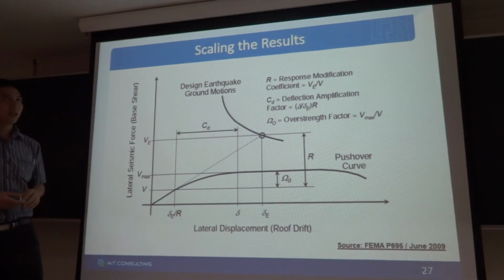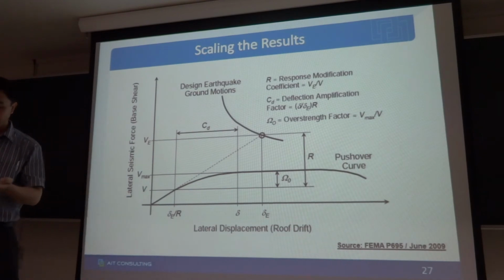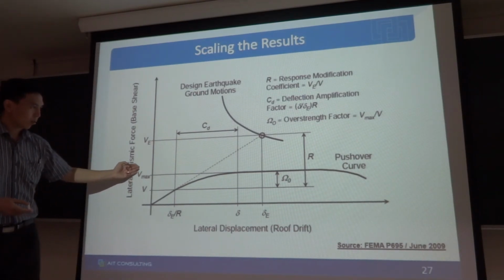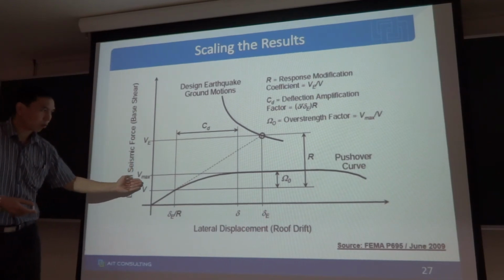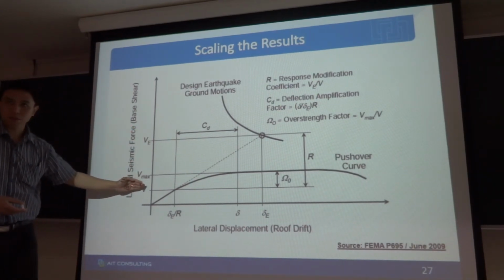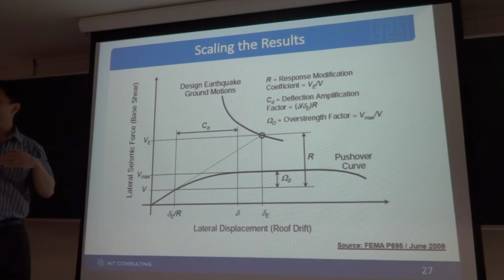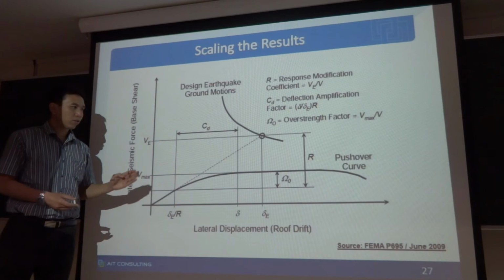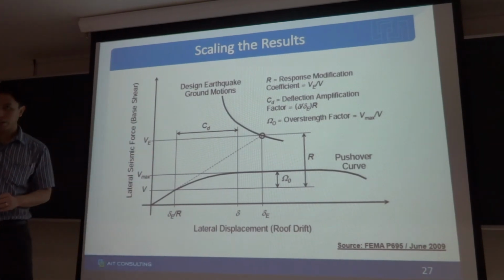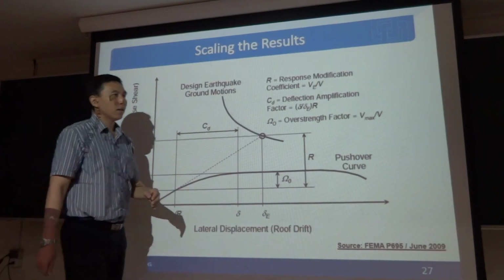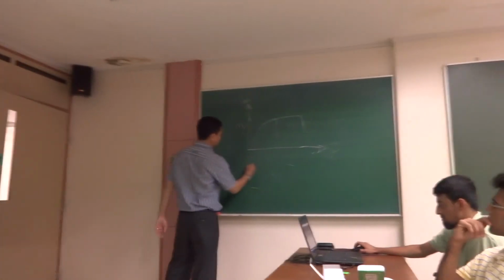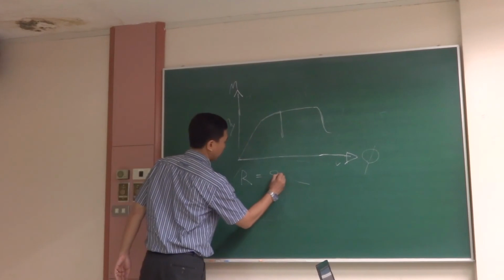In UBC 97, you have to multiply back with R value. First, when you determine the design force, you divide by R value, but you have to scale back. When you calculate the displacement, you have to multiply back with R value. For example, we are using R equal to 8.5.